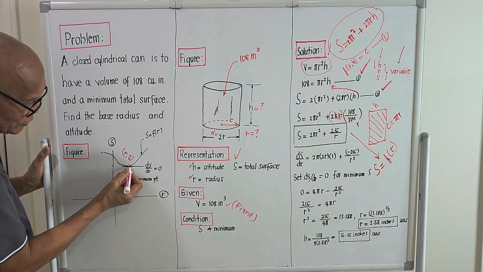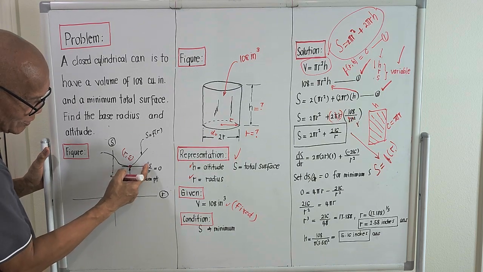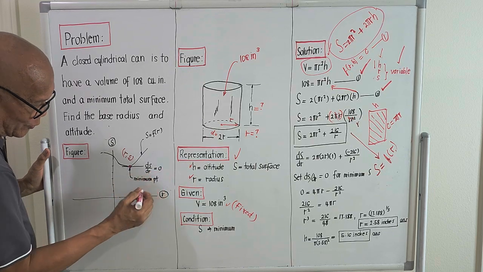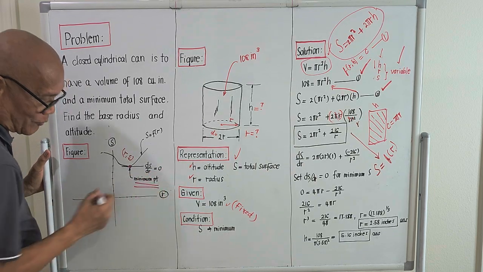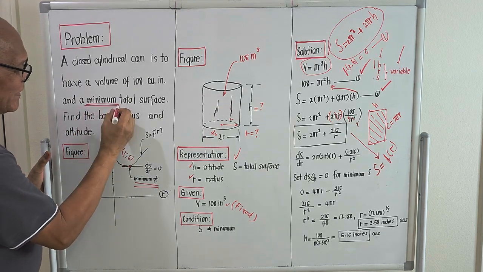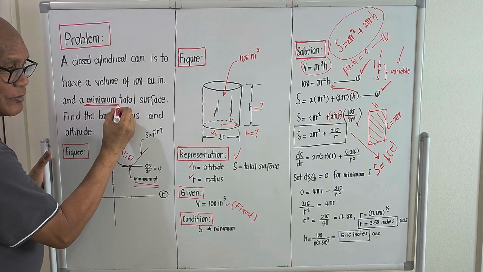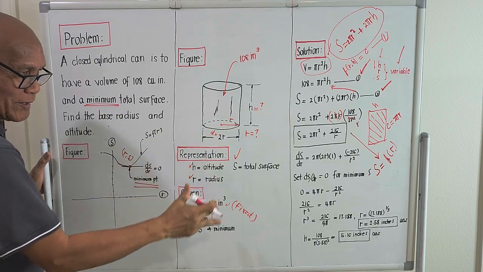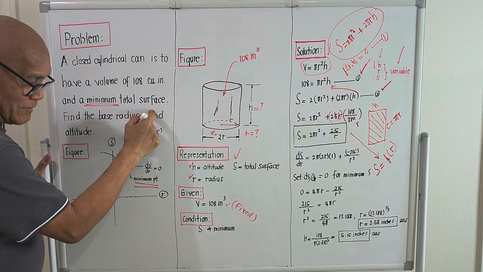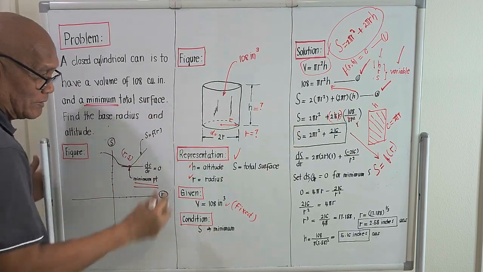And we are sure that if we take the first derivative of s with respect to r and equate it to 0, it is really a minimum point. That's why minimum here. We are sure that the values of r and h that we will get will give us the minimum total surface. The graph is this one.